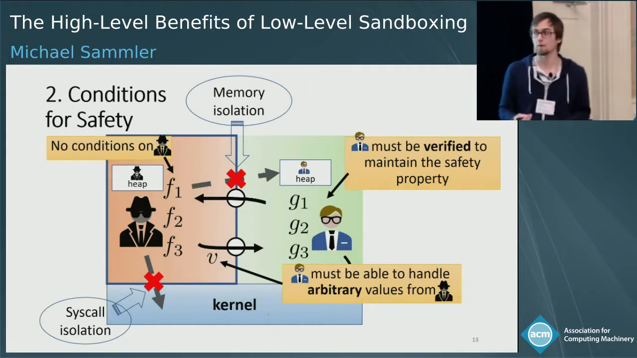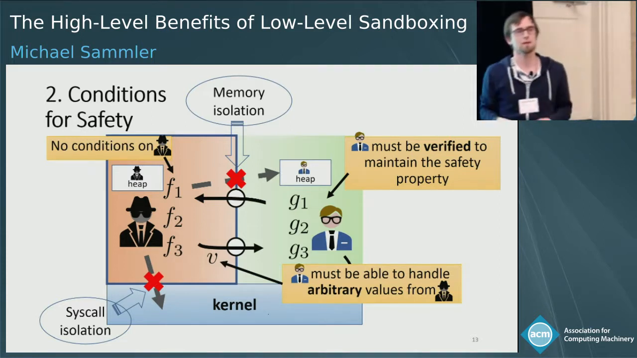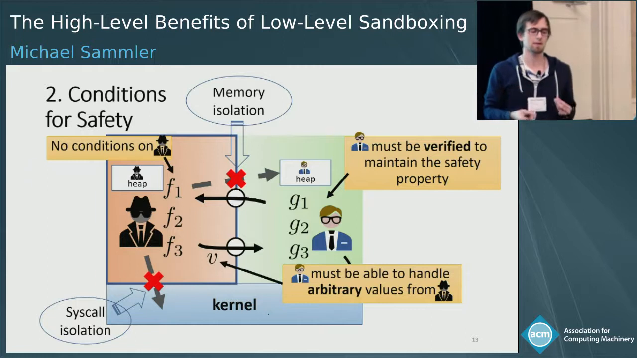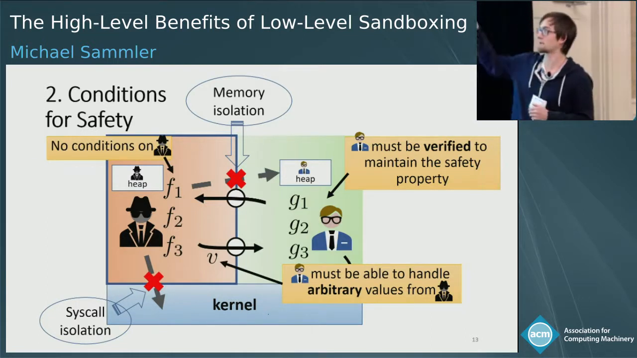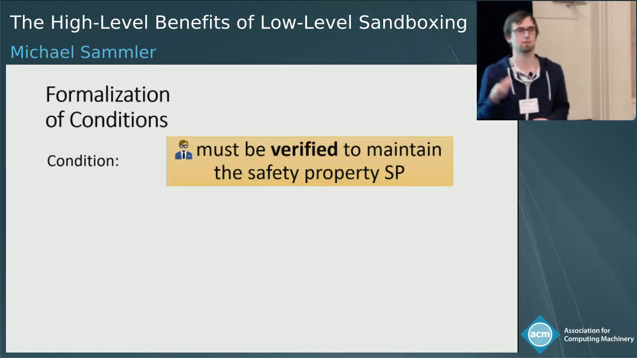So actually, as we will see in a moment, these two conditions on the trusted code are enough to prove safety. But before we can see this, we must first see how we can actually formalize these two conditions. So our first condition is that the trusted code must be verified to maintain the safety property SP.